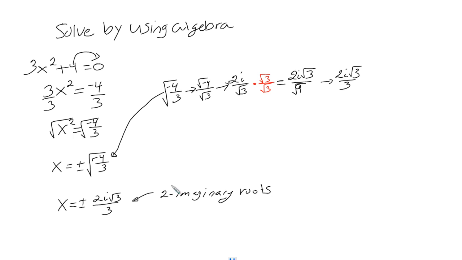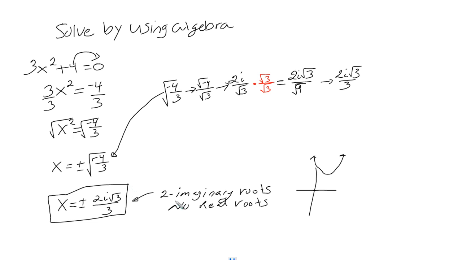Remember, we were looking for the x-intercepts. So when you get imaginary numbers, that means the parabola will have no x-intercepts. They have 2 imaginary roots, but they have no real roots. We'll talk a little bit more about that vocabulary on Monday. Okay, so this is your final answer.